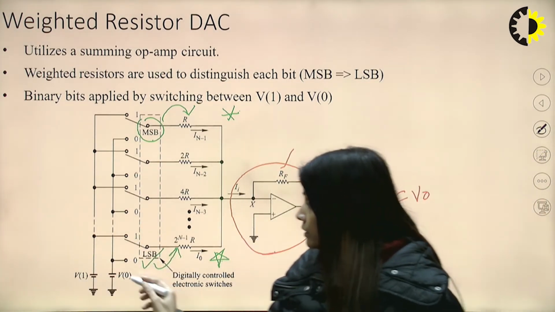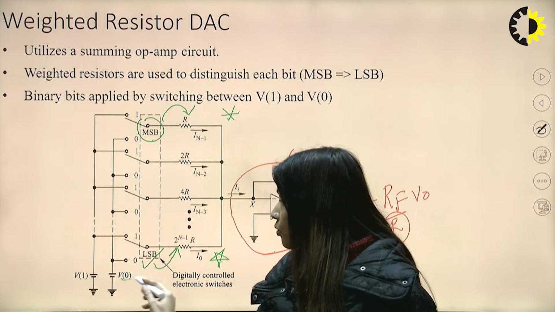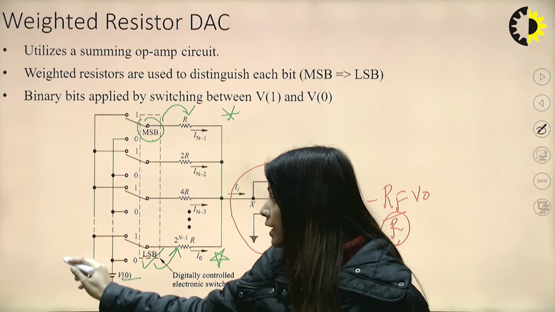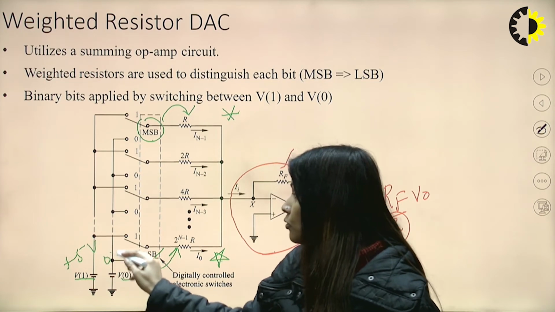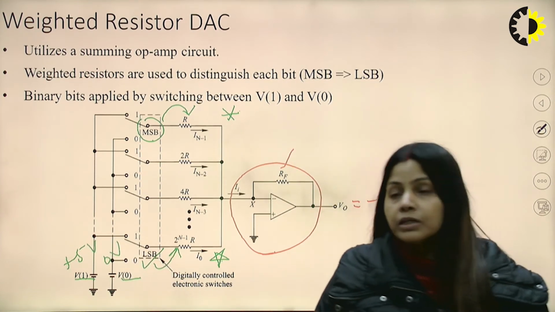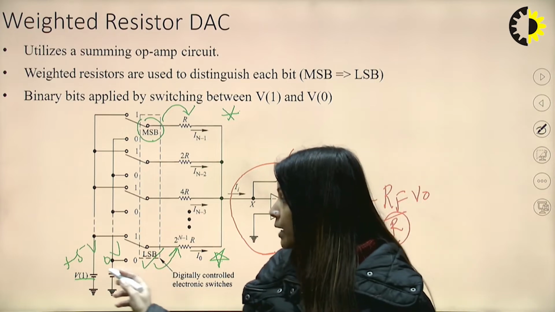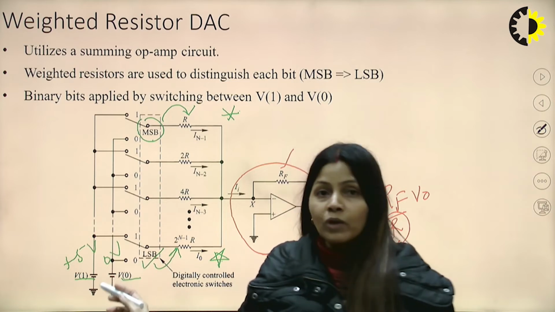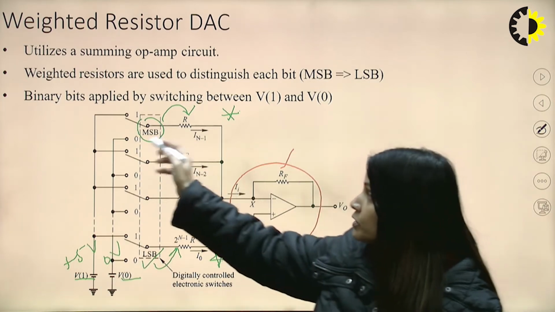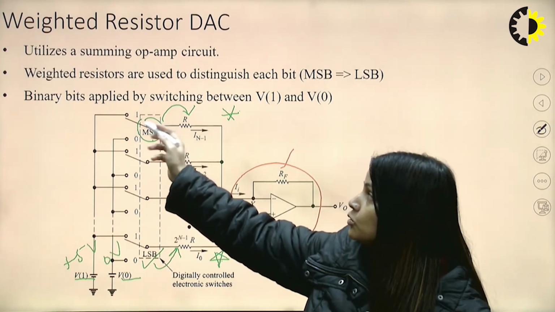And here see, V0 and V1, suppose this is plus 5 volt and this is 0 volt. So these are representing the 0 bit and 1 bit binary. So we will give input via these 2 lines, and all the switches may be on 0 and 1.